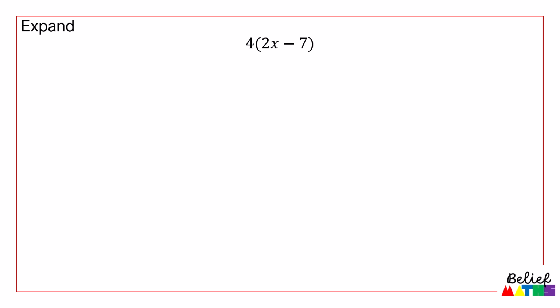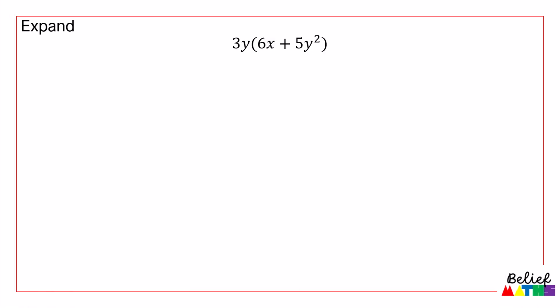So our first question asks us just to expand a single set of brackets. All that means we're doing is we're taking this 4 on the outside, and we're multiplying it by 2x, which gives us 8x, and then we're multiplying our 4 by our negative 7, which gives us negative 28. So if we expand 4 bracket 2x minus 7, we get 8x minus 28.